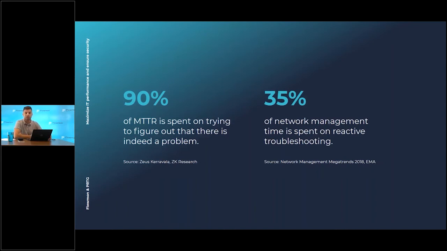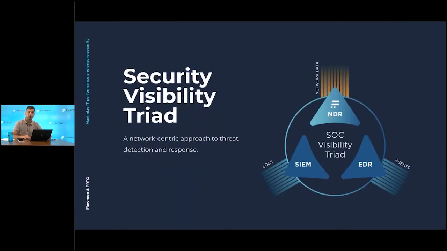And over a third of network management time is spent on troubleshooting, which is reactive. So that means we're waiting for users to notify us about something that went wrong, rather than being proactive and detecting problems ourselves and having a single pane of glass, a dashboard that notifies us about anything going rogue in our network.